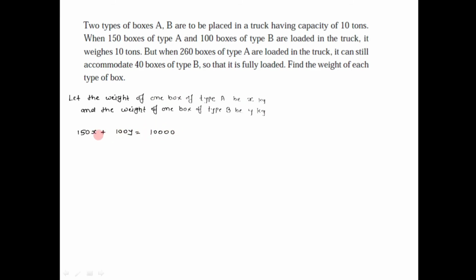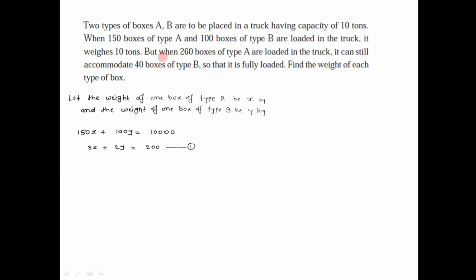So if we divide this equation by 50 throughout, we get 150x divided by 50, that is 3x, plus 100y divided by 50, 2y, is equal to 10,000 divided by 50, that will be 200. This is equation number 1. In the same way, we can find the second equation.